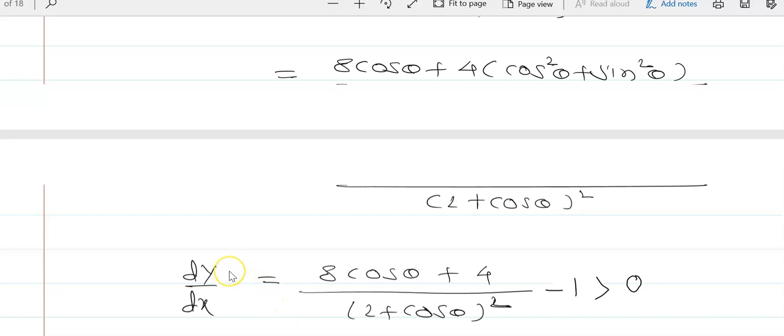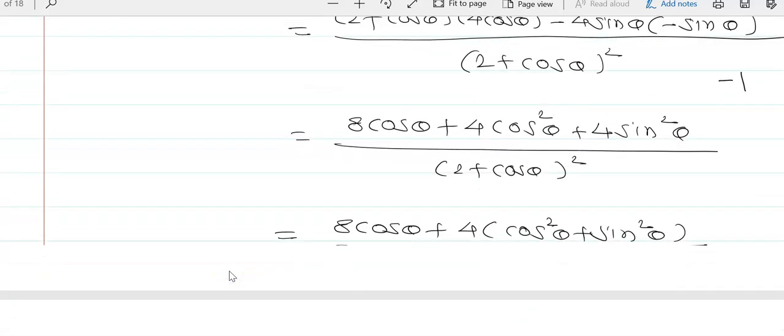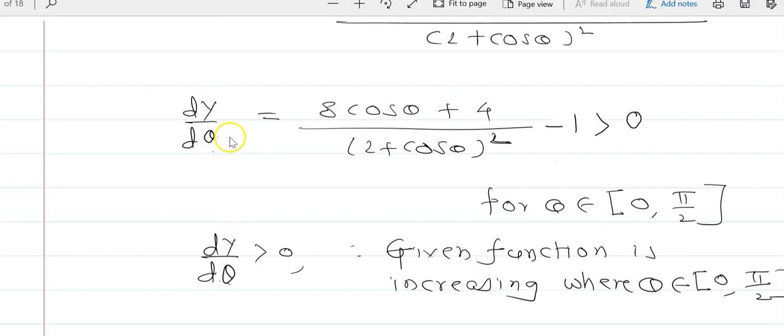Now what's happening here? The value of dy by d theta is (8 cos theta plus 4) upon (2 plus cos theta) whole square, minus 1 — clearly it's positive, greater than 0. Therefore, the given function is increasing in this interval, where theta belongs to 0 to pi by 2. If we consider theta equal to 0, there is no problem. If we consider theta equal to pi by 2, there is no problem. If it's 0, then it's 4 upon 4, which is again greater than or equal to 0.